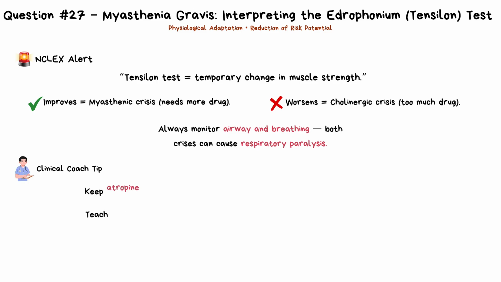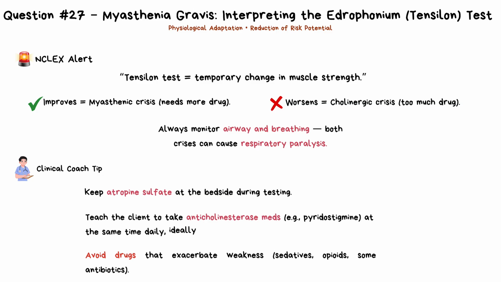Now, your clinical coach takeaway. Keep atropine sulfate at the bedside and monitor breathing throughout testing. Teach clients to take their anticholinesterase medications, like pyridostigmine, at the same time each day, ideally before meals. And avoid drugs that worsen weakness, such as sedatives, opioids, and some antibiotics. All right, that completes question 27.